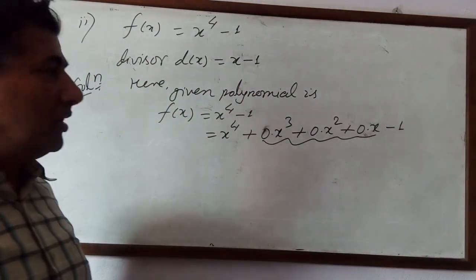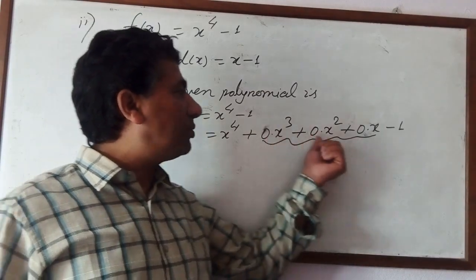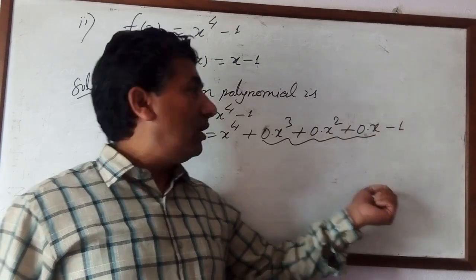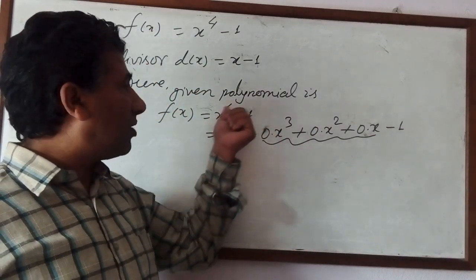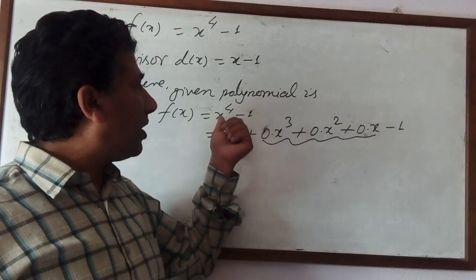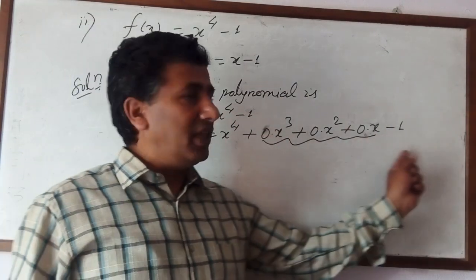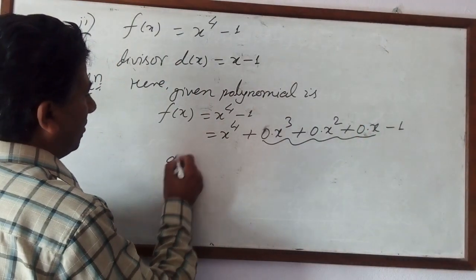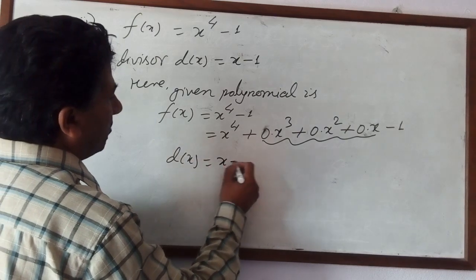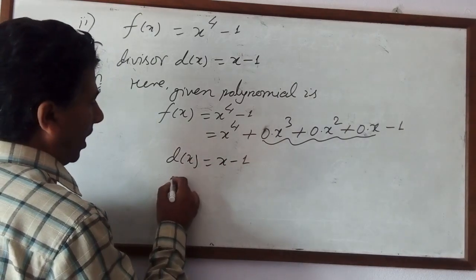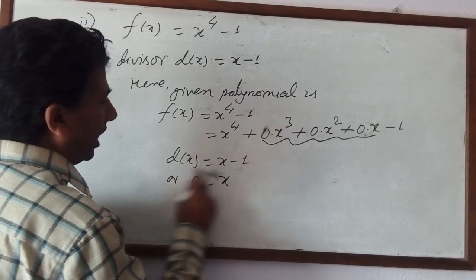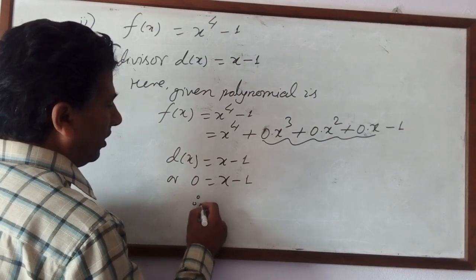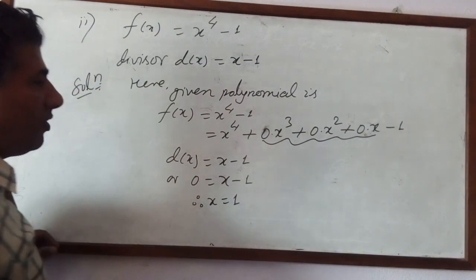Then you have to understand why they are not there. Because their coefficients are 0. We have to write the complete polynomial. Here only two terms are given, x power 4 minus 1, and we have to expand it like this. Now the divisor d(x) equals x minus 1. Make d(x) 0, x minus 1 equals 0, therefore x equals 1. Now we found the value of x.